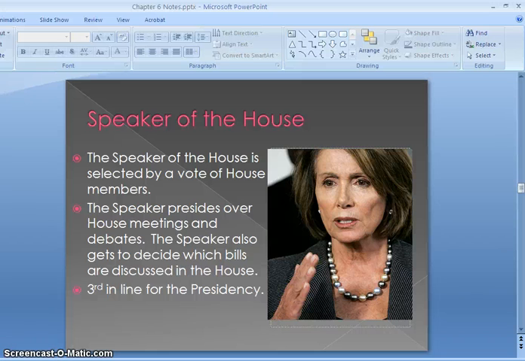The only time that we've ever had the Speaker of the House become president is when Nixon and his vice president both resigned, and Ford became president. This is our old Speaker of the House, Nancy Pelosi. Right now, we have a Republican named John Boehner.